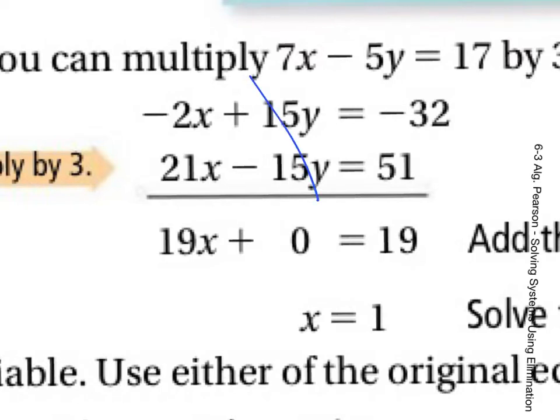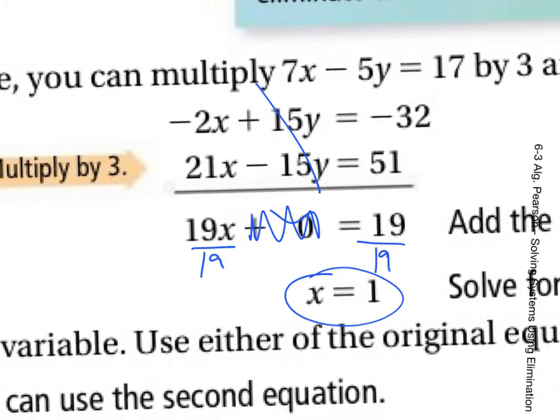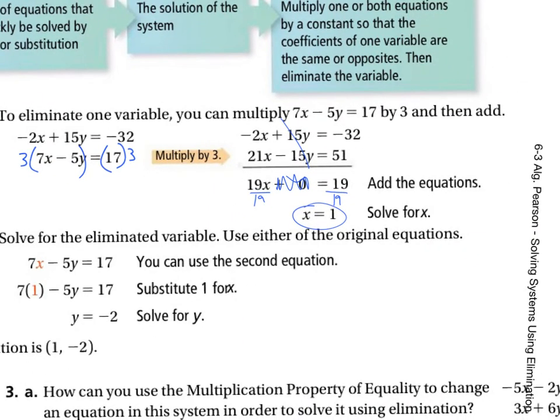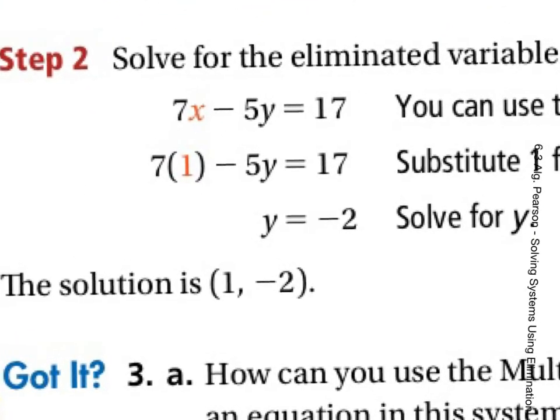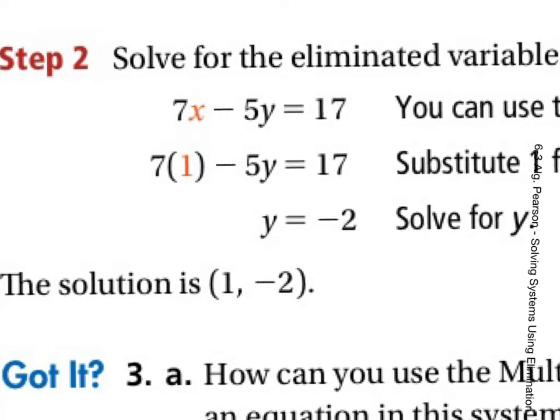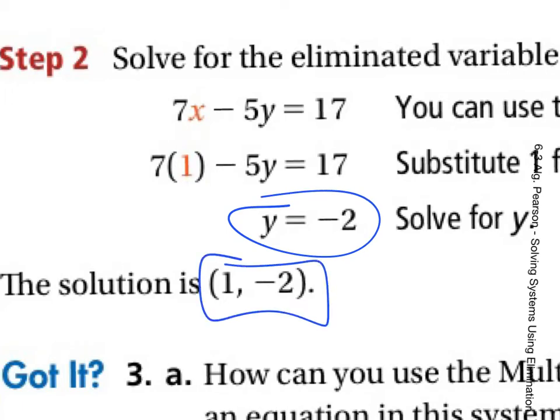At that point, we're at the same spot we were yesterday. You can just cross those out if you want, and then divide by 19. You get x equals 1, and then you can substitute that back into either equation. So here they substituted it into the second equation. They worked it out. They didn't show all their steps just to make your book lighter to carry, I guess, but they got -2, and then they said the solution is 1, -2. So those lines intersect at the point 1, -2.